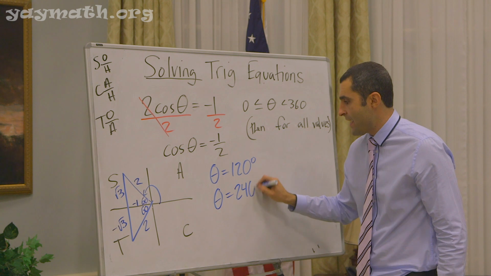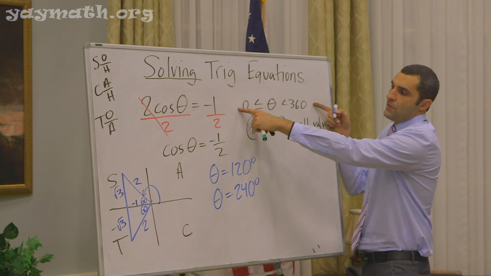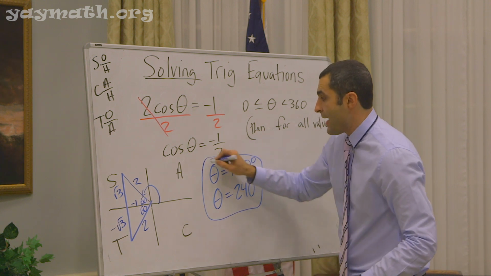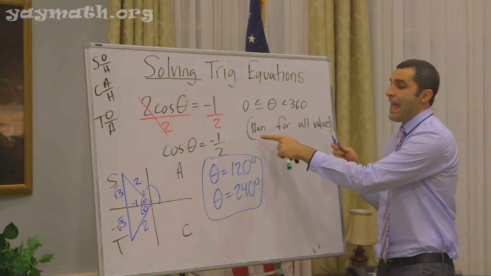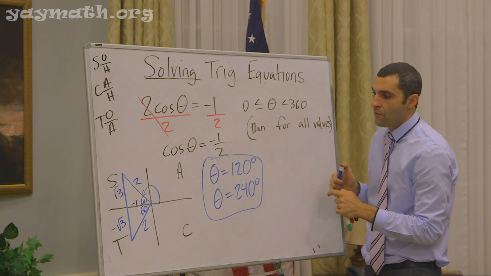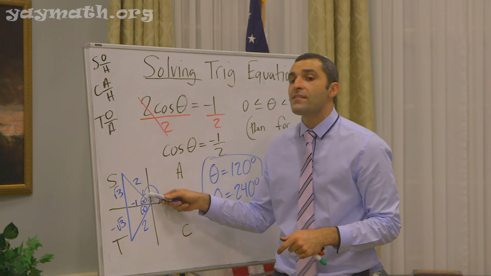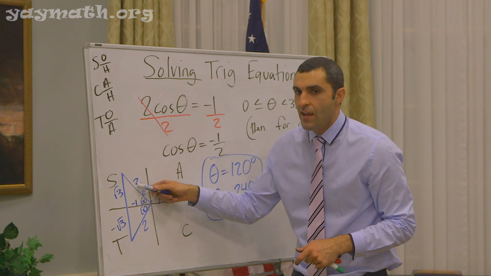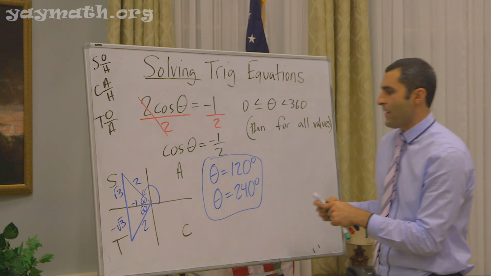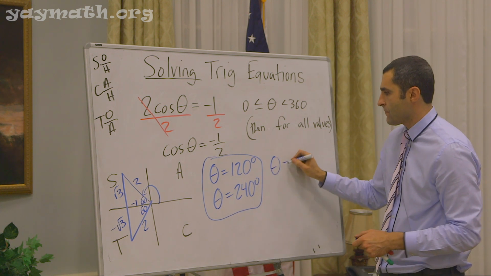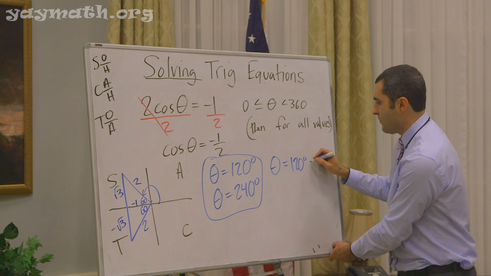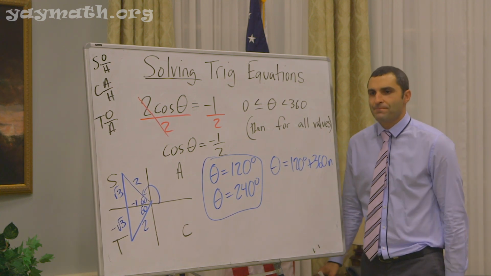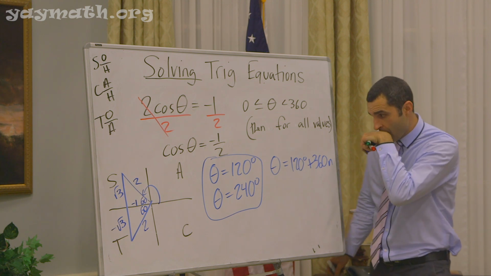So the first answers in the domain between 0 and 360 would be these. Now it says every single answer possible. Do you agree that 120 is an answer, or you can go 360 away from this and 360 again? This is the format: 120 plus 360 times n. n is any number, including 0.